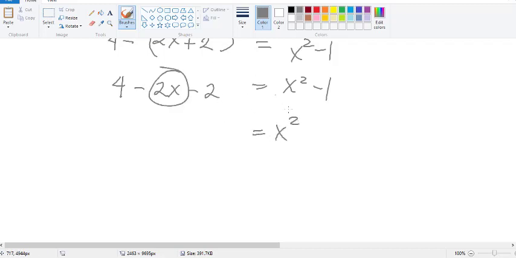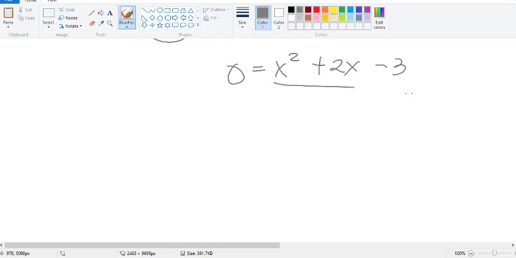Paglipat natin itong negative 2x dito sa kabila, magiging positive. And then, 4 minus 2 is positive 2. Pero paglipat dito sa kabila, it is negative 2. So, negative 1 minus 2 is just negative 3. Okay, so, i-negative 3 ko na siya kaagad, guys, ha? I hope na follow ninyo yung simplify ko nito.